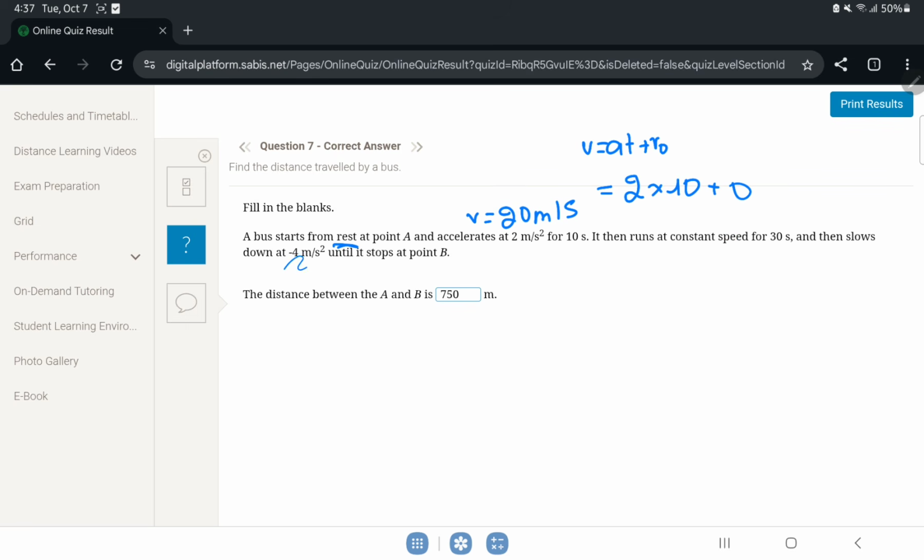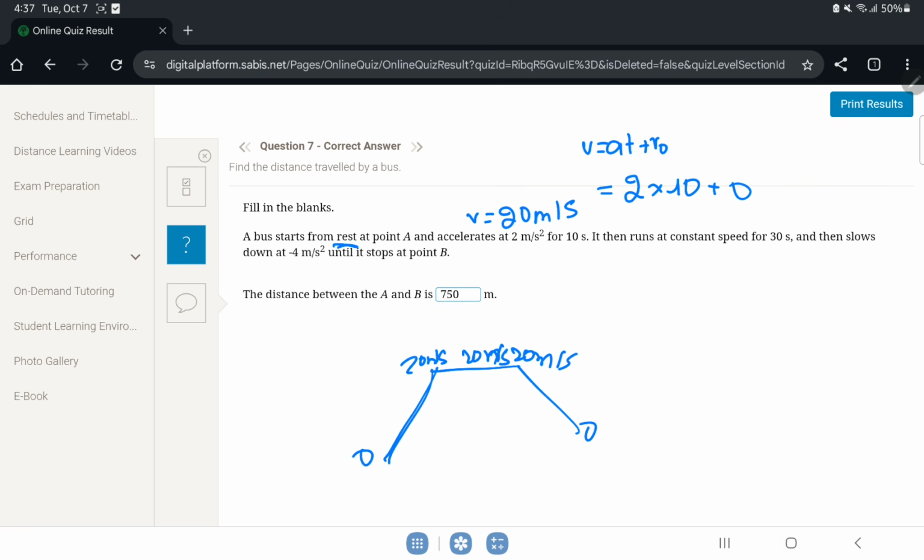Then it slows down at negative 4 meters per second squared. That means that the initial velocity will be 20. So it's something like this. Look how. So here it's 20. Actually, here it's 0. And here it's 20 meters per second. The whole thing here, 20 meters per second. Here it will be 20 meters per second.